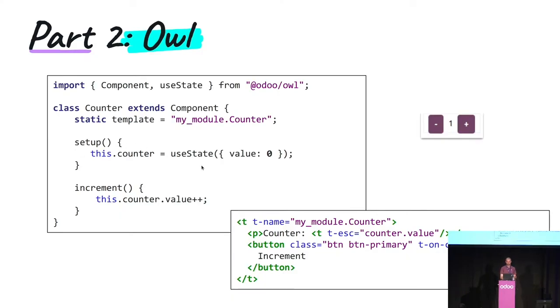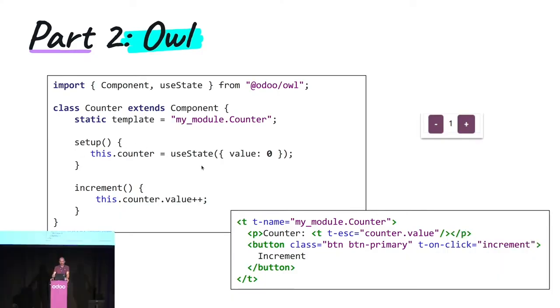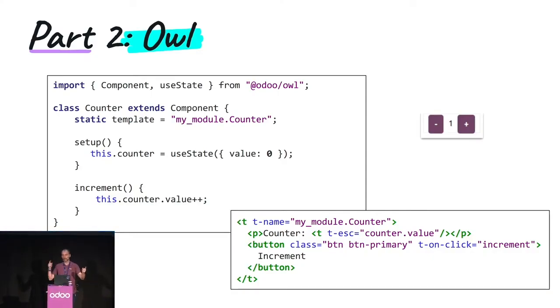This is using this special function useState. This function useState basically wraps whatever it's given, in this case an object, into a proxy, so OWL can keep track of which component is reading which part of the state, and when that part of the state changes, it knows which component should be updated. So if I remove the useState, it will not work.